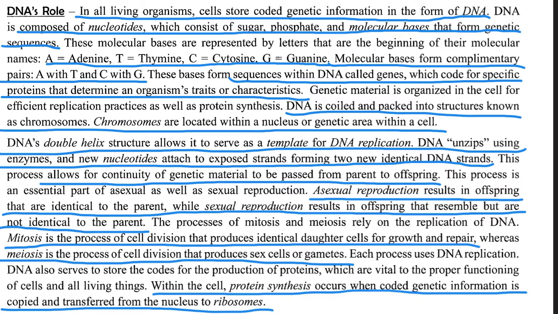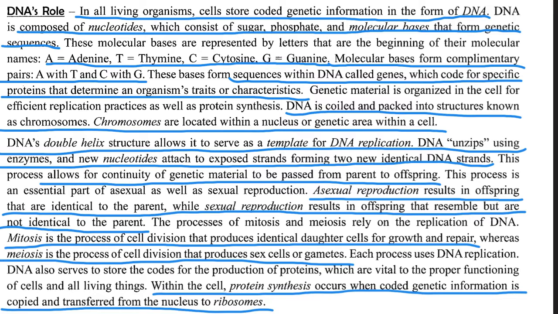DNA's double helix structure allows it to serve as a template for DNA replication. DNA unzips using enzymes, and new nucleotides attach to exposed strands, forming two new identical DNA strands. This process allows for continuity of genetic material to be passed from parent to offspring. This process is an essential part of asexual as well as sexual reproduction.